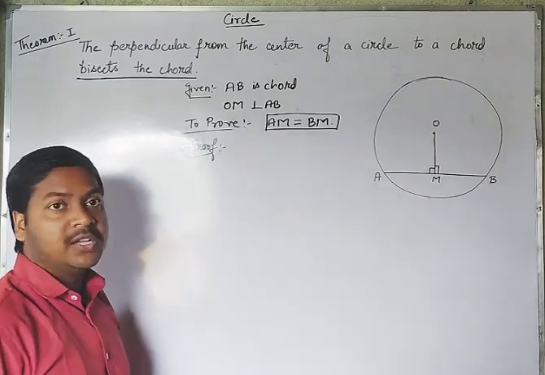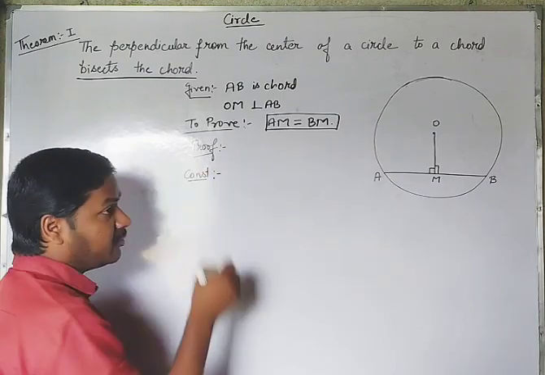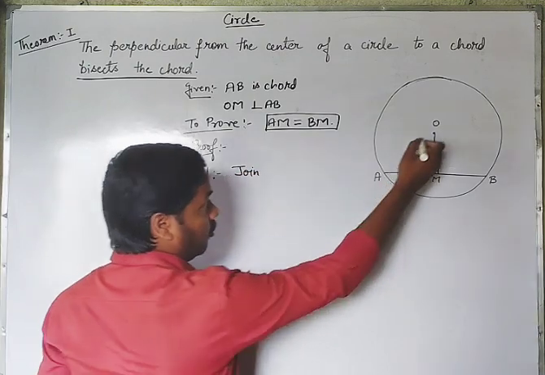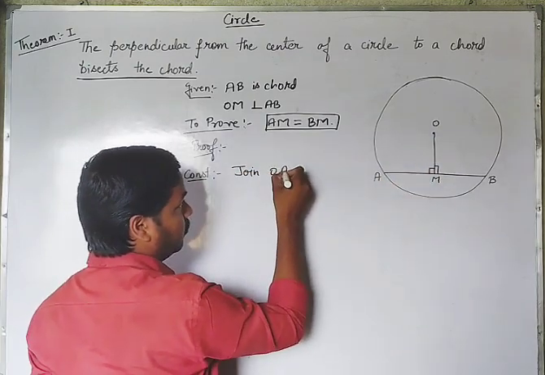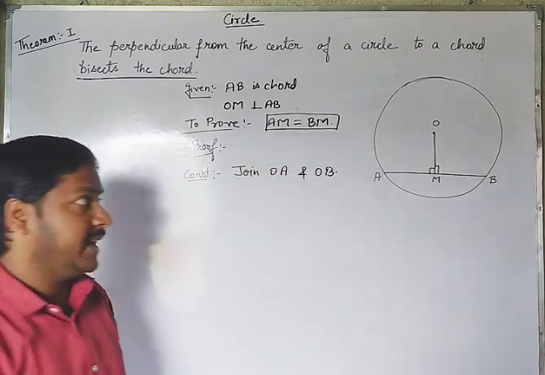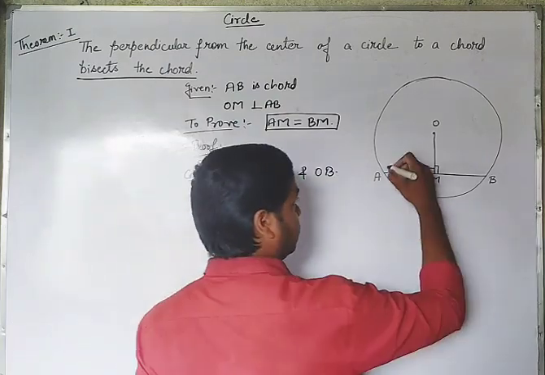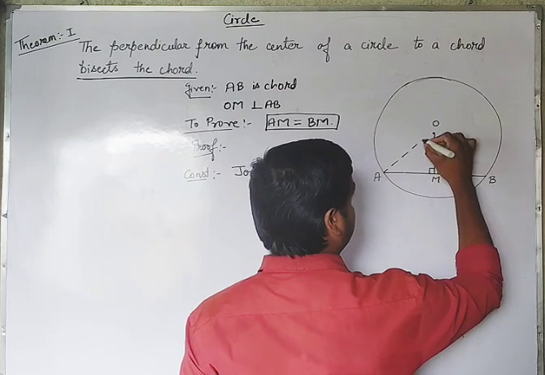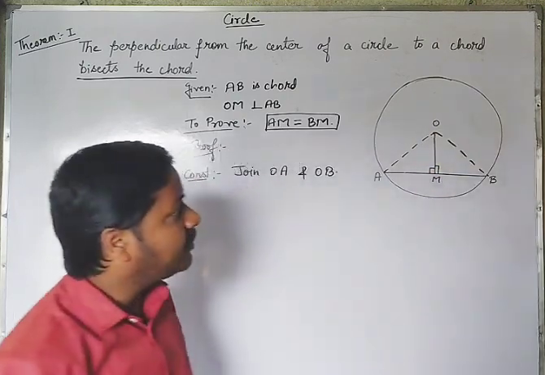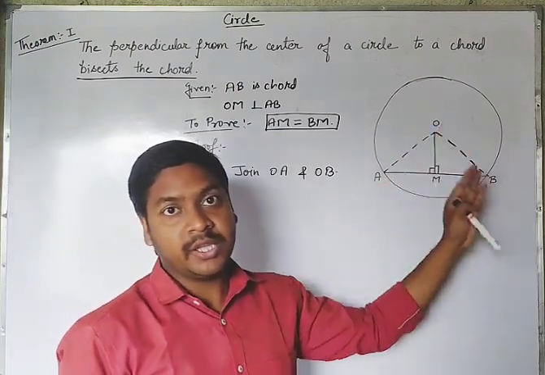Now in the proof part, at first we will do one construction. What construction will we do? We will join OA and OB. To get the two triangles, first join them. Here we have joined OA and OB. Then we will have two triangles: one triangle is OAM, another one is OBM.